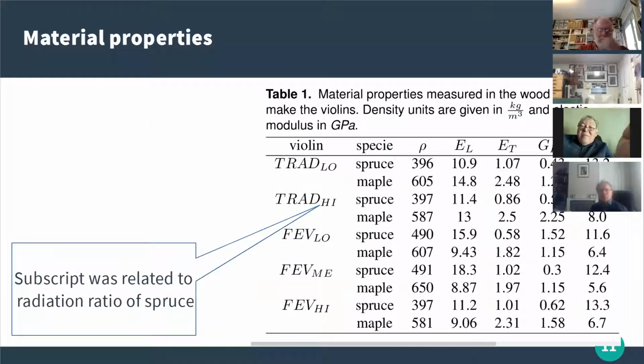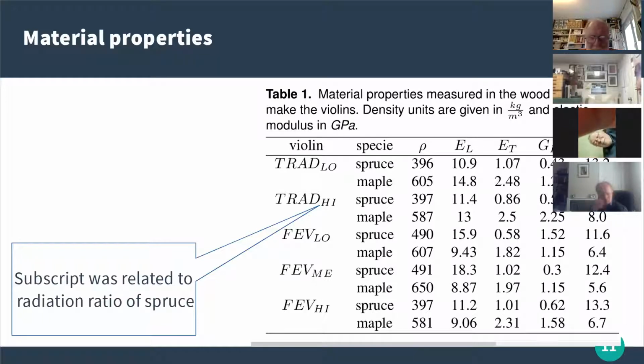Okay, the material properties, this is the table. You can see the density, elastic modulus, shear modulus, and radiation ratio. So we have 2 traditional violins and 3 finite element designed violins. The subscript is related to the radiation ratio of spruce. So Trad low means traditional violin with low value of the radiation ratio of the spruce.